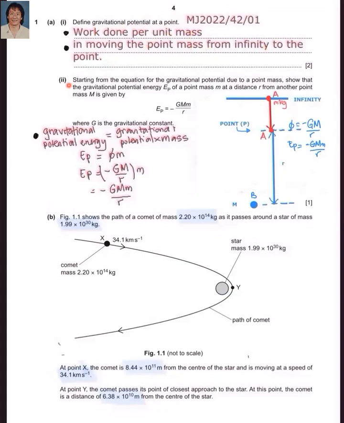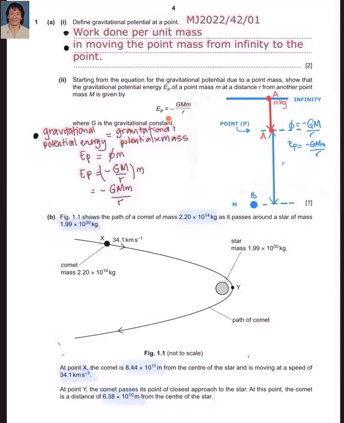Part 2: starting from the equation for the gravitational potential due to a point mass, show that the gravitational potential energy EP of a point mass m at a distance r from another point mass capital M is given by this equation, where G is the gravitational constant.